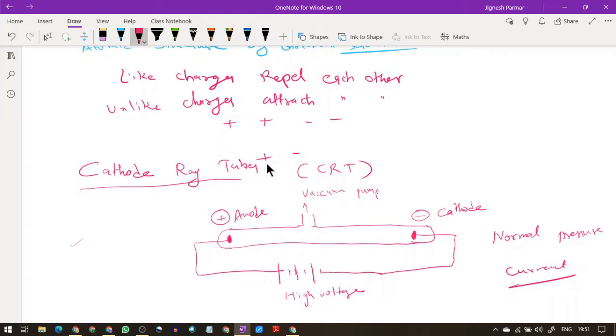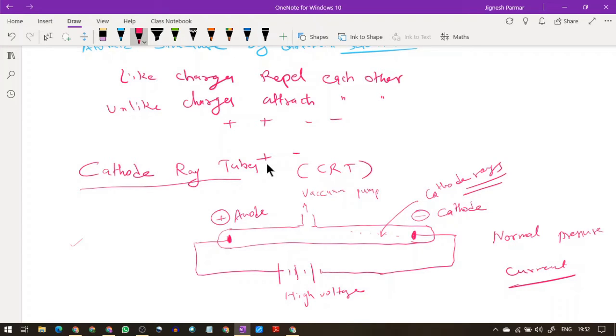Current started flowing, with a stream of particles moving in the tube from the negative electrode. From the negative electrode they found something moving towards the positive electrode, and these rays they called cathode rays, as they come out from the cathode.